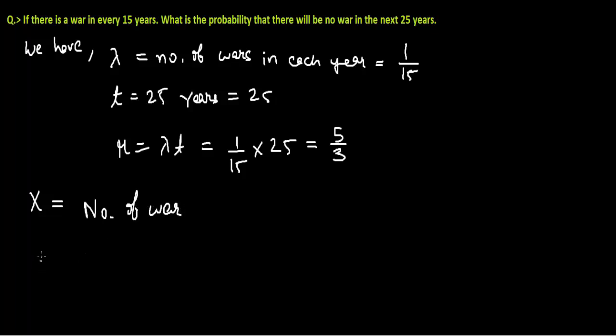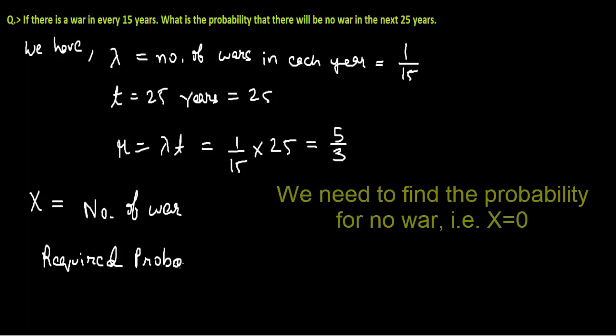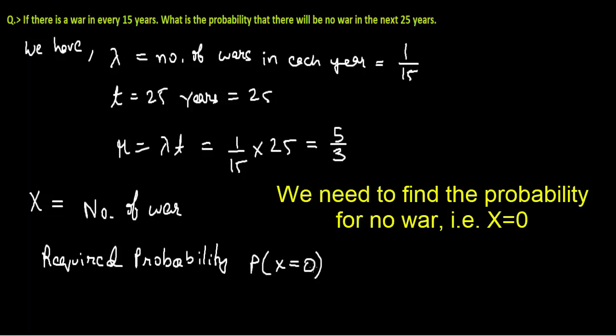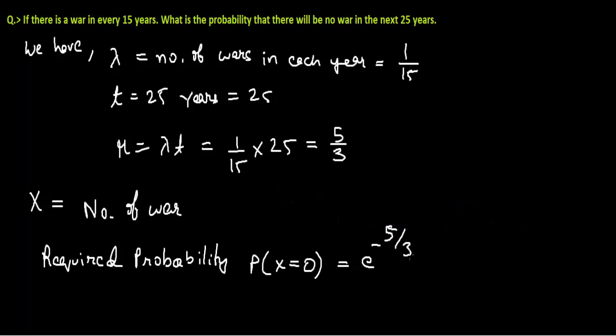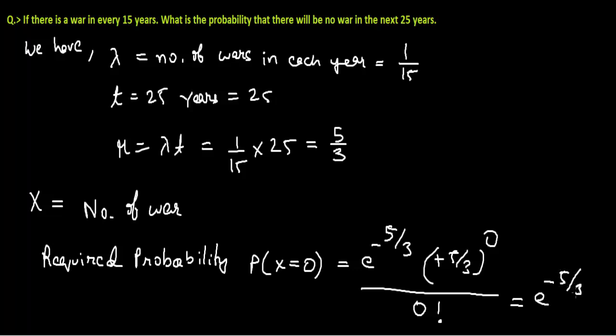Now suppose x equals the number of wars. The required probability is P(x = 0), which is e to the power minus mu, that is 5 by 3, times mu to the power i, that is 0, upon i factorial. Solving this, we get e to the power minus 5 by 3 as our answer. So this is the required probability.